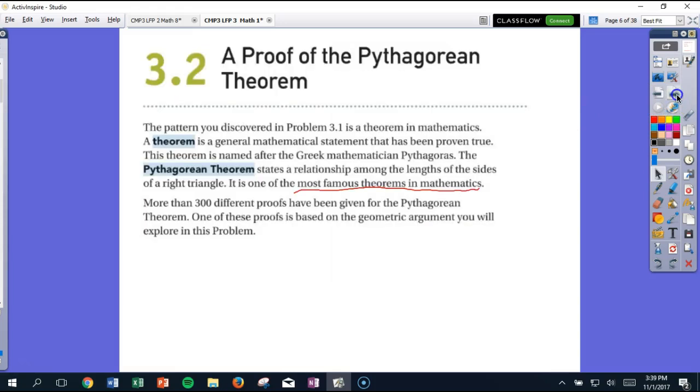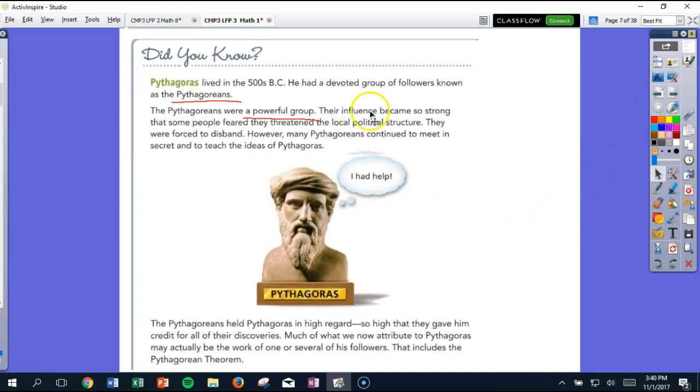Now, a little bit more about Pythagoras and the guy that came up with this theorem. This is one of the most famous theorems in all of mathematics. It's been proven more than 300 different times, and so it's withstood the test of time. Okay, but he was kind of a different sort. This is back in the 500s BC, and his followers were called Pythagoreans. These guys were a powerful group. Like they kind of pushed people around. They could do whatever they wanted, and he was their leader.